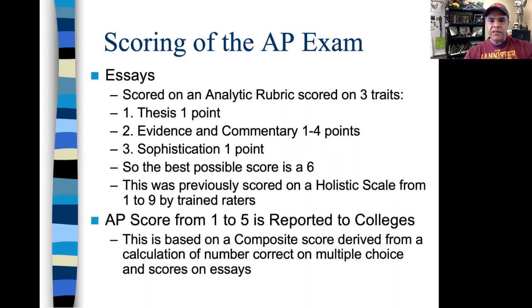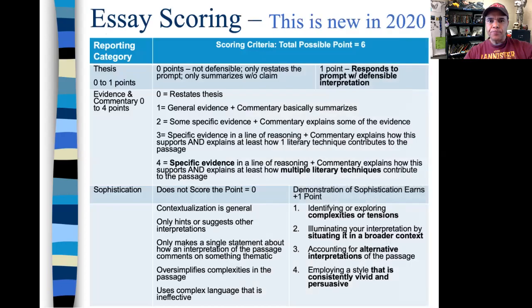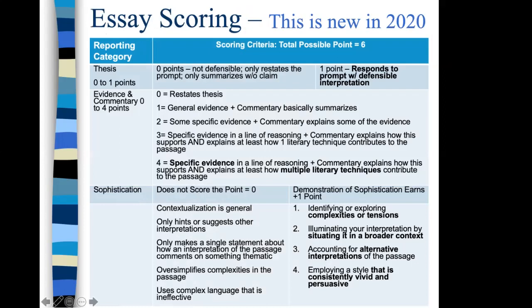Somehow they convert that 6 to a number between 1 and 5. And I'm not sure what algorithm they use to do that. Back here is the rubric that they're using. So you can see the thesis that they focus on, right? That you have a defendable thesis statement.